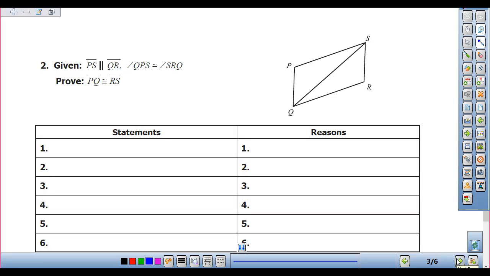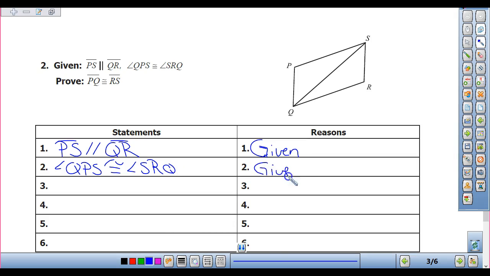Alright, so we have PS is parallel to QR. I know how much you guys love it when they give us parallel lines. It tells us angle QPS is congruent to angle SRQ.